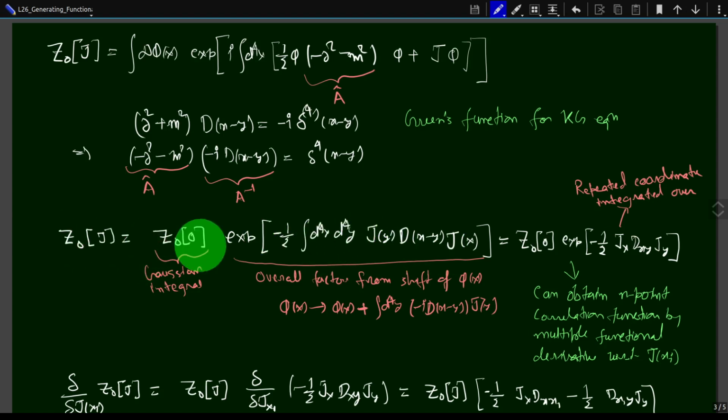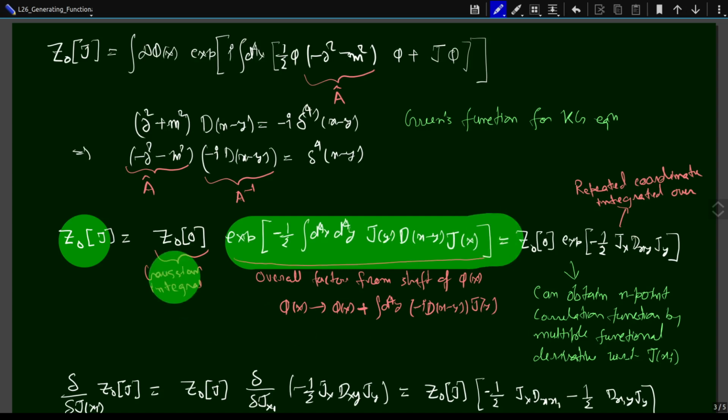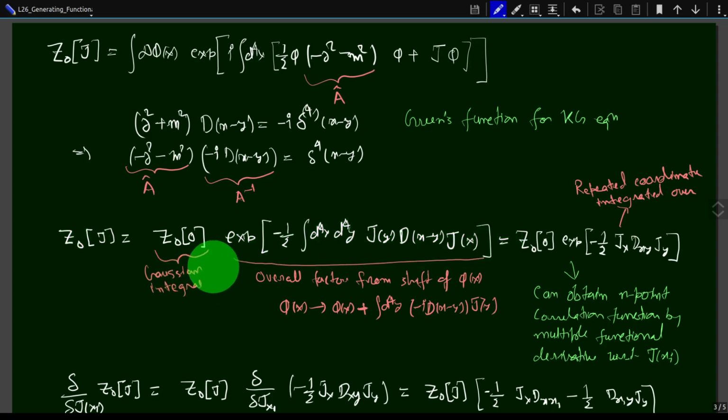Okay, so this is the Z0 thing. In lecture 24 we just said that Z0[J] is proportional to this. We did not say what the proportionality constant was, and you can see that it is nothing but, if I put J equal to 0, this becomes 1, and that is my proportionality constant. When J equals 0, this factor will be nothing but 1.